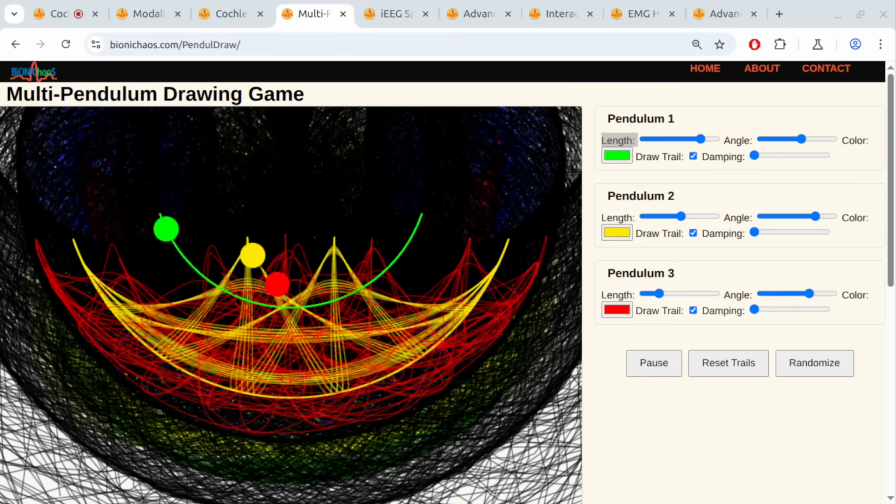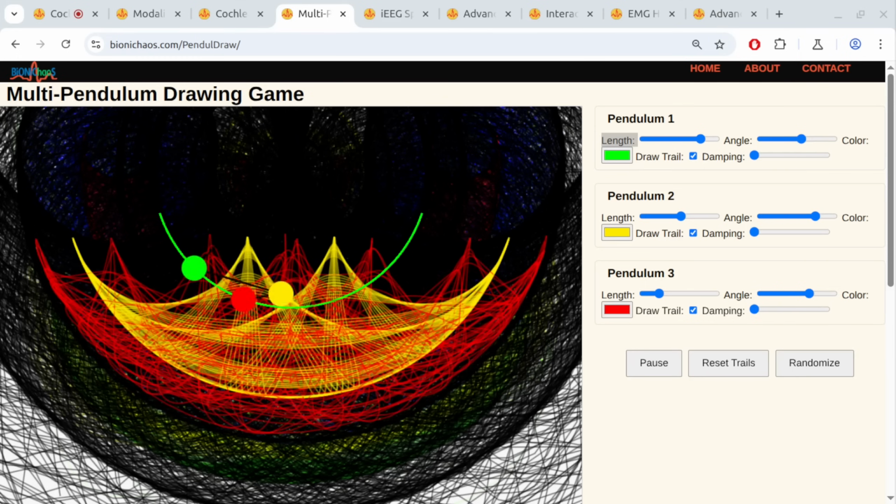I see a web page titled Multi-Pendulum Drawing Game. It shows a complex drawing created by multiple pendulums with different colors and settings, and there are controls for adjusting the pendulums.